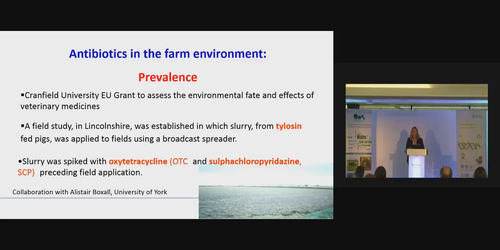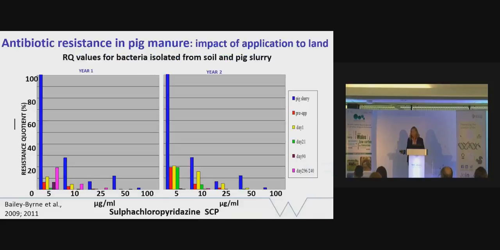We also looked at two other resistances. So the slurry was kept in slurry tanks, and it was spiked with two other drugs, oxytetracycline, which is again used in agriculture, and a sulfonamide, which I'm just going to call SCP. And that's used a lot to control infections in pigs and sometimes in chickens. So that was added to the land, and then we monitored what happened over a two-year period.